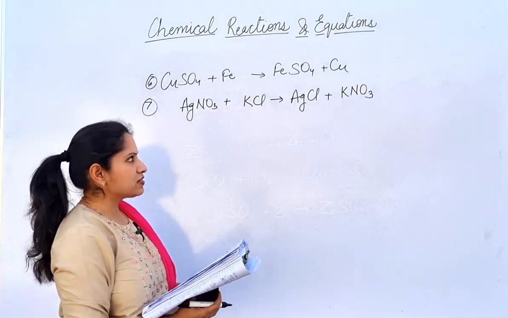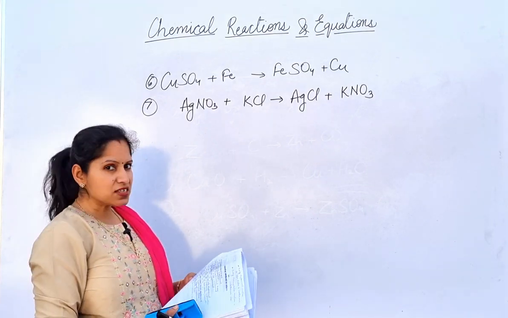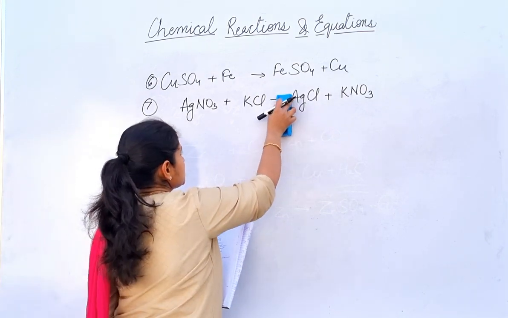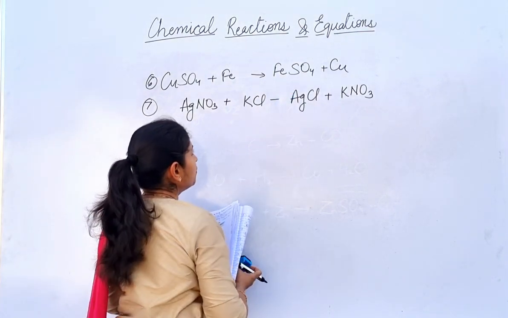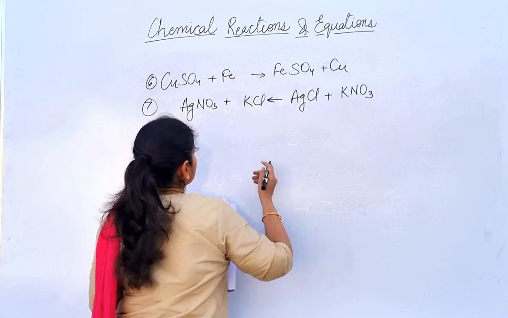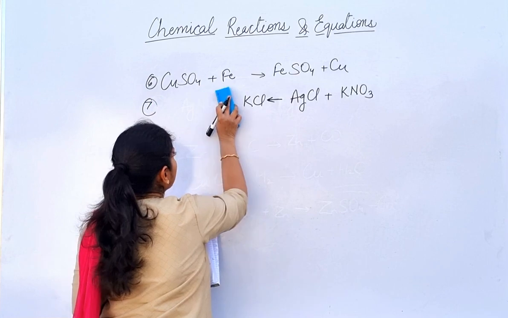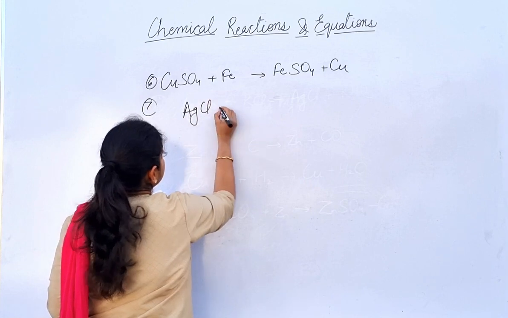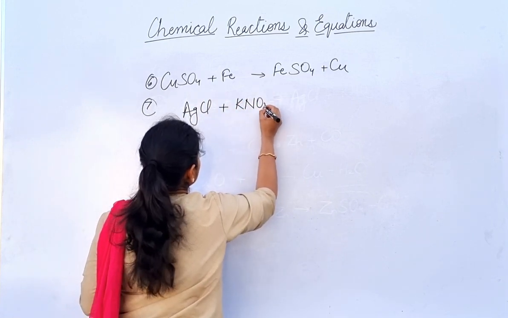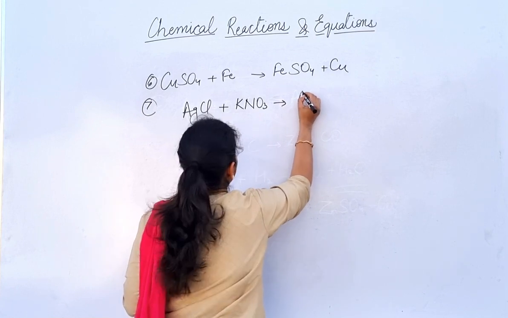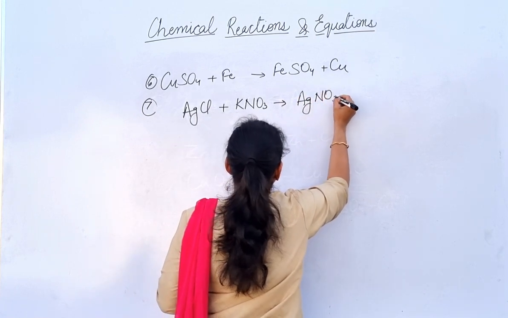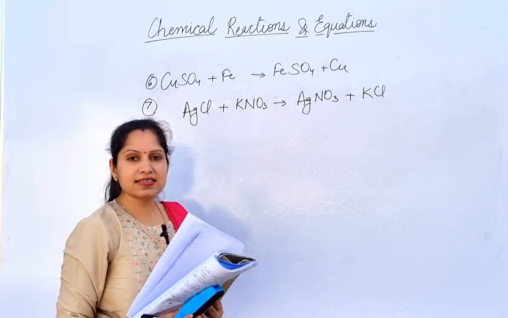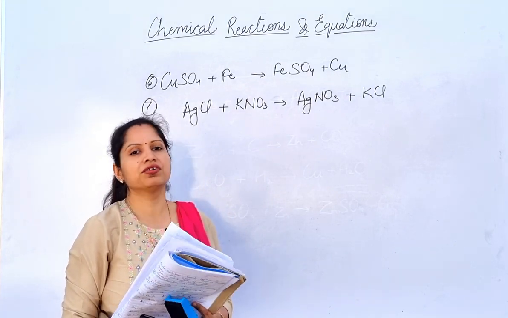These are some of the questions that I've got from the ones released by the RBSE for practice of students for the board exams. But here in this question there is a mistake. It should be like this. It should be the reverse of this reaction. I'll rewrite that. Silver chloride combines with potassium nitrate to form silver nitrate, AgNO3, plus potassium chloride. And this is an example of double displacement reaction.